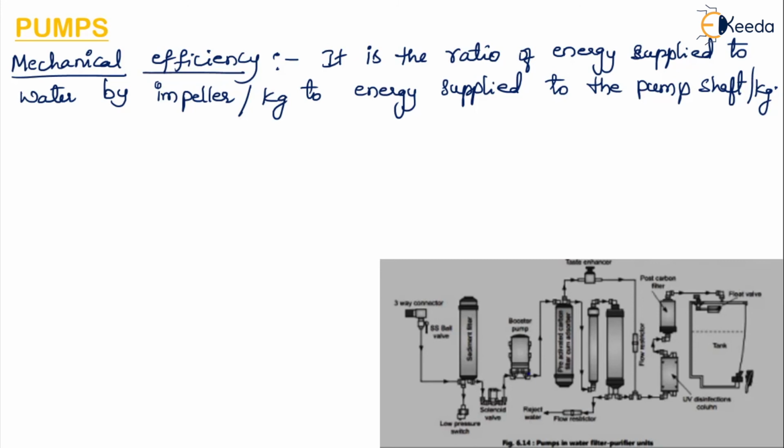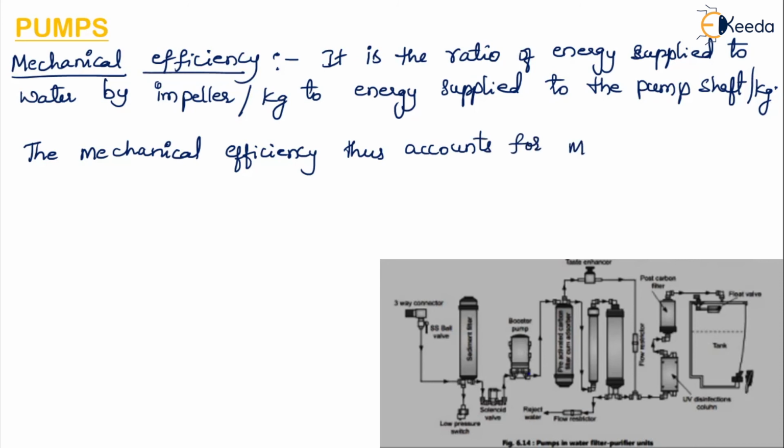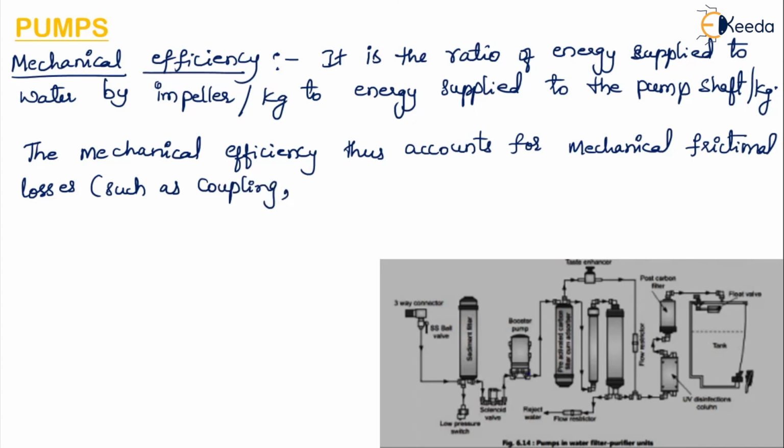bearings of the pump. So the mechanical efficiency thus accounts for mechanical frictional losses such as coupling, then windage, bearings of the pump.